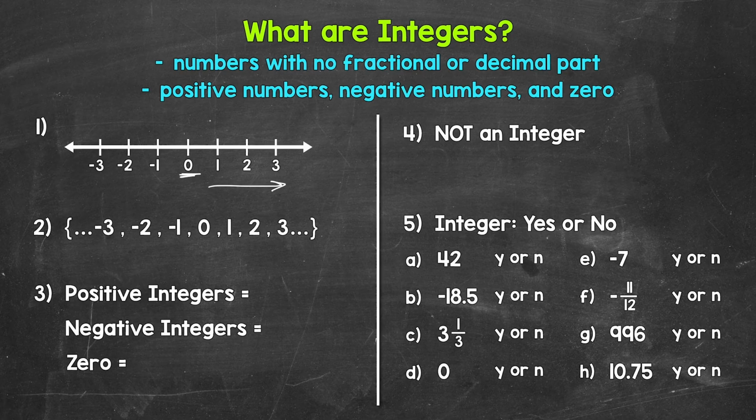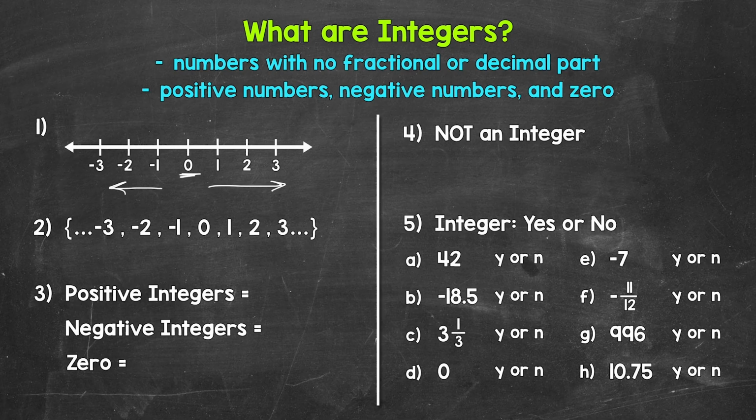To the left of 0, we are counting down by 1. We're decreasing in value. So -1, -2, -3, -4, -5, so on and so forth. Those numbers continue on forever as well. They are infinite. Those are our negative integers. Going back to 0, 0 separates the positives and negatives. 0 itself is not positive or negative.